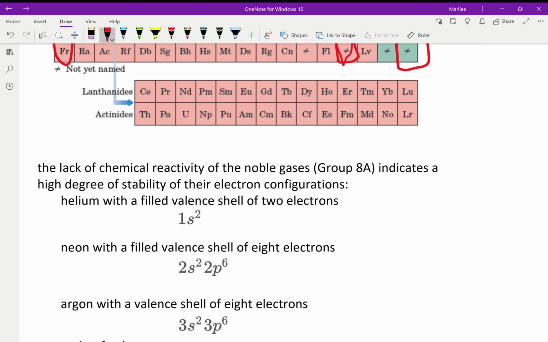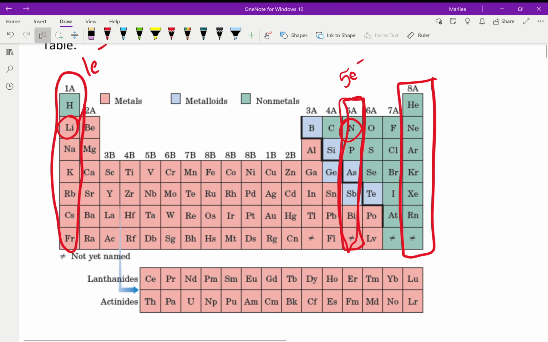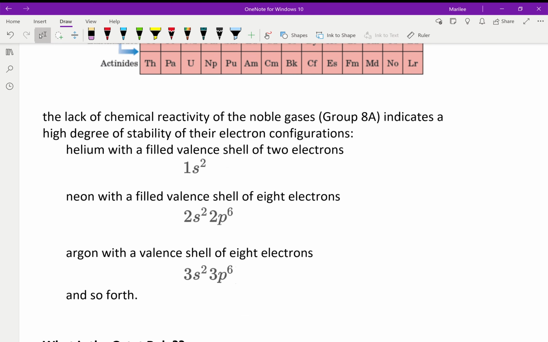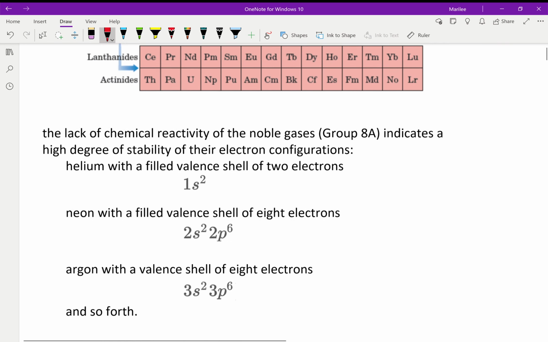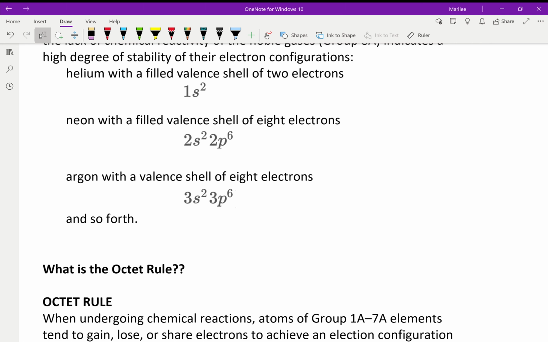And then when we look at our next noble gas, which is neon, neon is filled with 8 electrons on its valence shell, so that is shown by the 2s2 and the 2p6. And then moving on to our argon, which is the third here of our noble gases, follows the same rule. It has the 8 electrons in its most outer shell, which is the valence shell, and that is shown by the 3s2 and 3p6, and so forth.